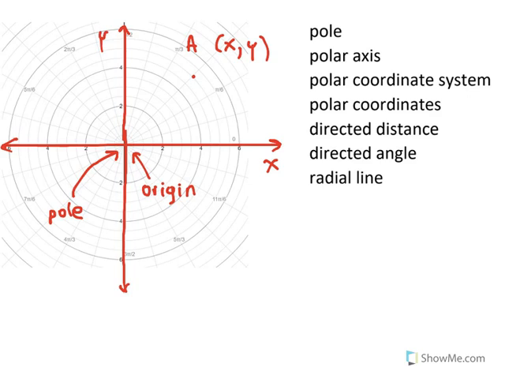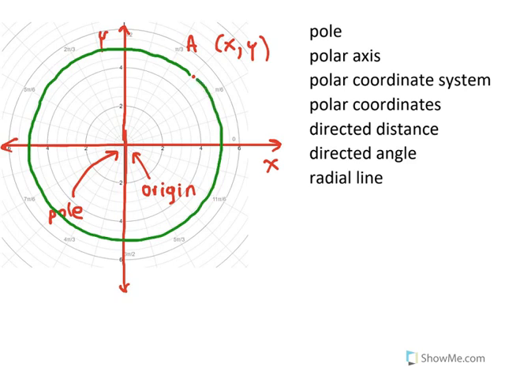Make the observation that this point A is a point on a circle centered at the origin with radius r units. And in rectangular coordinates, the equation for a circle centered at the origin with radius r units is x squared plus y squared is equal to r squared. The radius of our circle that I sketched in green is r.